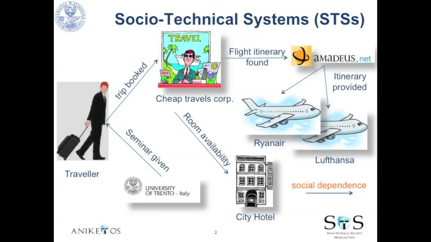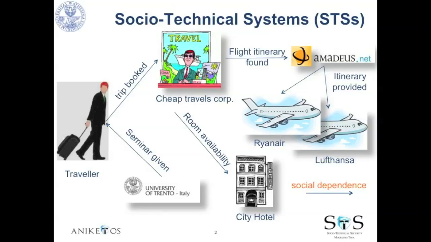The travel agency, on the other hand, might use a certain service, say the Amadeus flight service, to find flight itineraries, and the Amadeus flight service on its behalf can provide the itinerary by interacting with different airlines that offer flights, say Ryanair or Lufthansa. Apart from planning the trip, the traveler might also need to book a hotel since he's coming to a new place. And for that, either he could directly interact with the hotel in the city, or through the travel agency, he could check for room availability and book a place, say, in City Hotel.